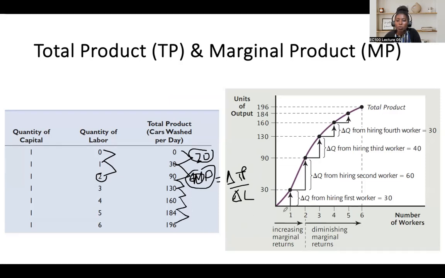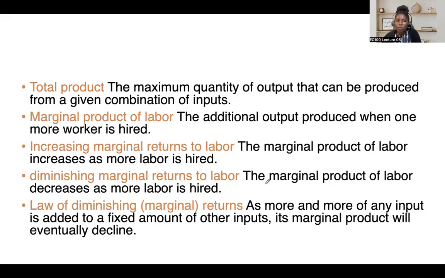Make sure you get this, and then you draw a curve here to show marginal product and see what it looks like. These are very important terms to know. What is total product? Marginal product. Then there is something increasing. This is a trend now.